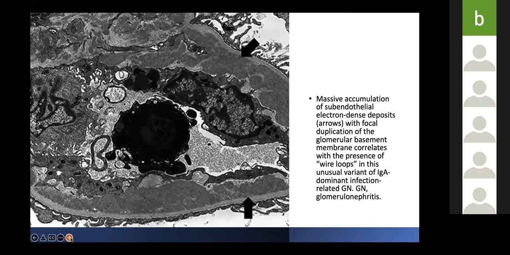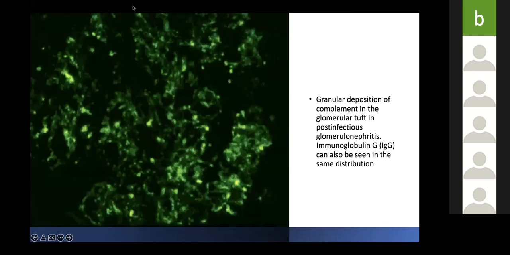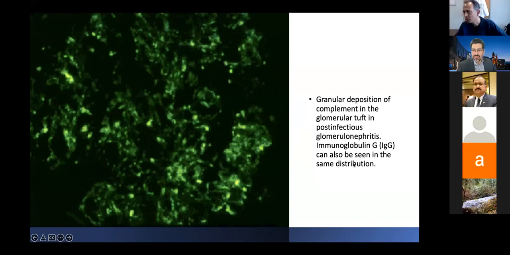And next slide, the immunofluorescence slide. In that case, you see C3 and immunoglobulin deposits, mostly IgG deposits, in the case of post-streptococcus. When it is Staphylococcus-associated, the immunoglobulin deposits are IgA.